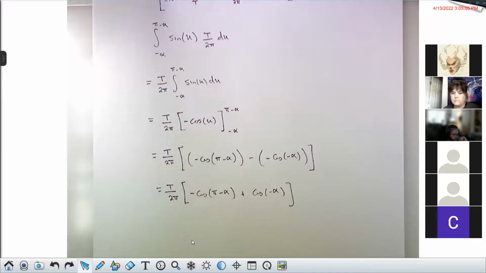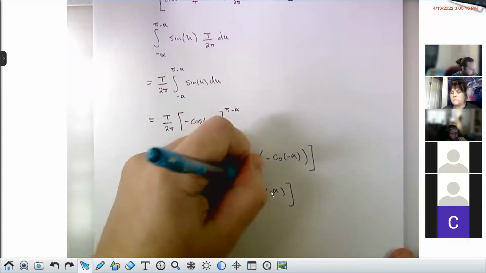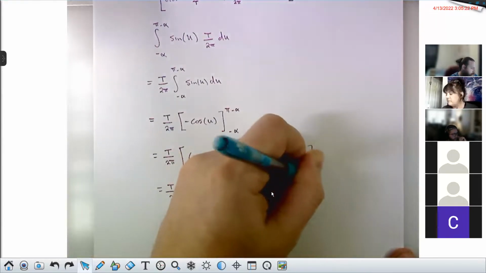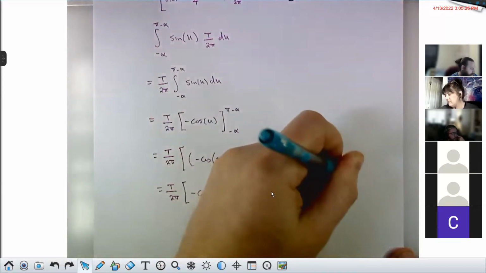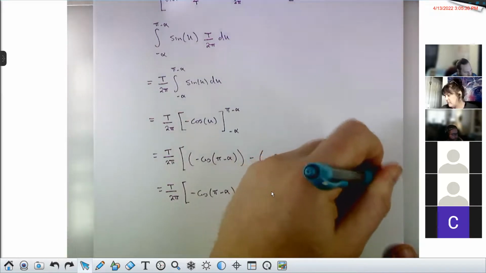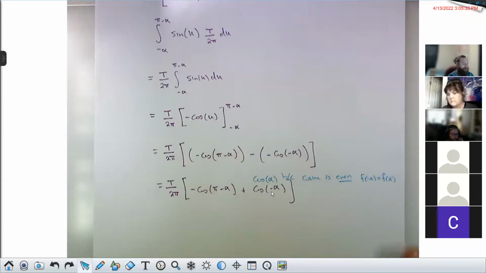The more obvious one is that cosine is an even function. So the cosine of negative alpha is the same as the cosine of positive alpha. And the definition of an even function is that f of negative x is the same as f of positive x. So cos of negative alpha is the same as cos of positive alpha. Again, not required to get full credit on the test, but a nice thing to know.